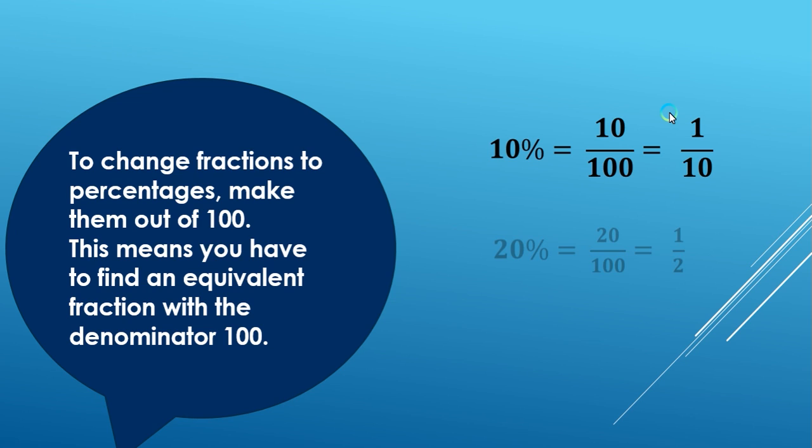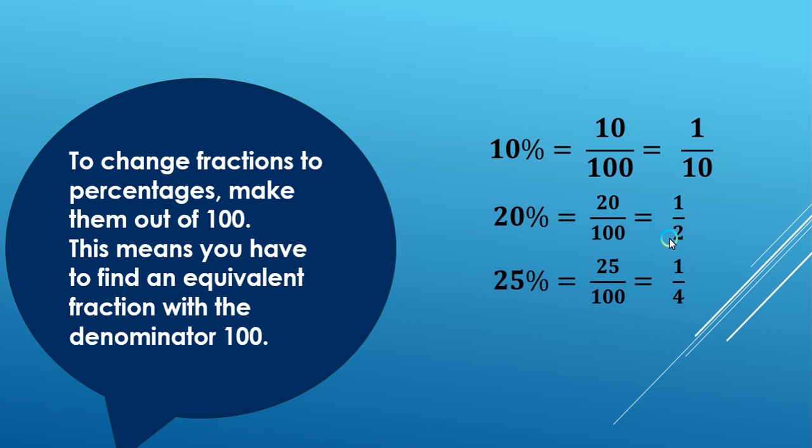Second one, 20% will be 20 over 100. So I will simplify by dividing by 20 up and by 20 down, and I will get 1 half. Third one, 25%. 25 over 100, I will divide it by the same common factor, by 25 and 25. So 25 divided by 25, I will get 1, and 100 divided by 25, I will get 4. And this is also 75% will be 3 over 4.